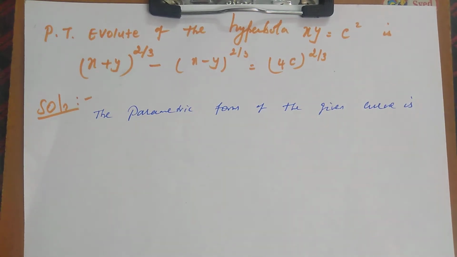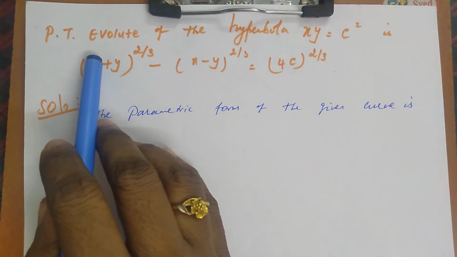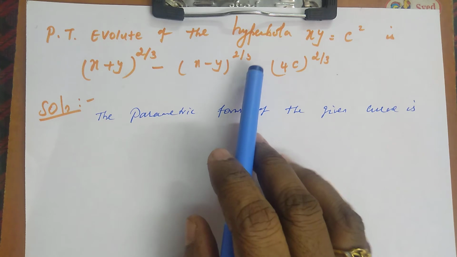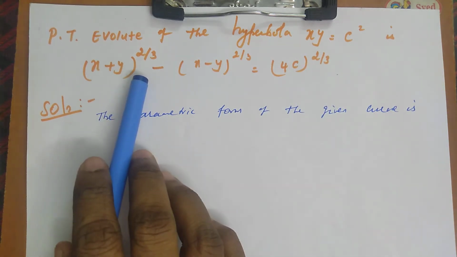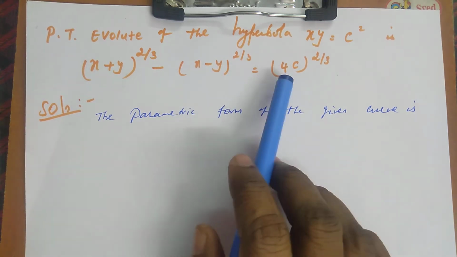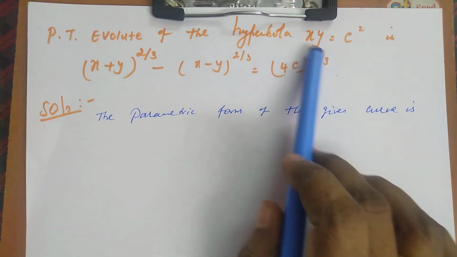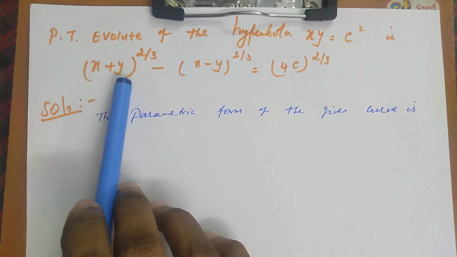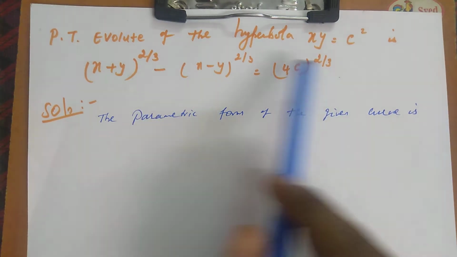Today we are going to see a problem under evolute. Look at the question. Prove that the evolute of the hyperbola xy equal to c square is (x plus y) whole power 2 by 3 minus (x minus y) whole power 2 by 3 equal to 4c power 2 by 3. So this is the question. The given curve is a hyperbola. The answer is also given. After completing the problem, you can refer to the answer to check whether it is right or wrong.